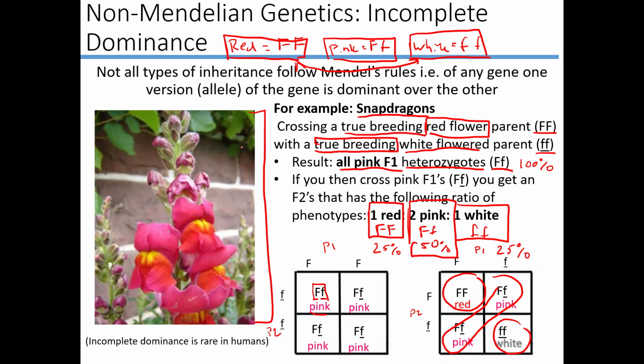So to summarize exactly what incomplete dominance is, you'll have a dominant like red over here, and you'll have a recessive like white over here.